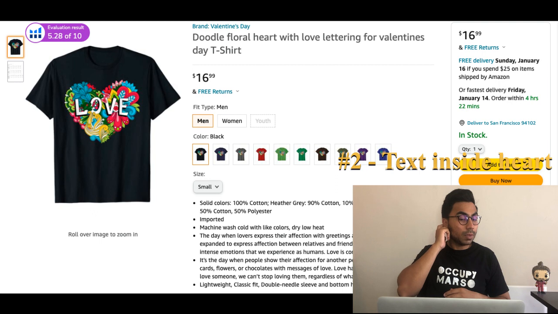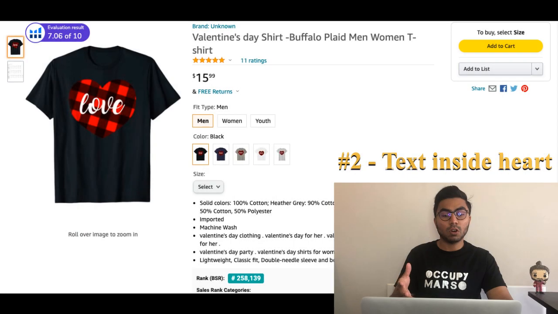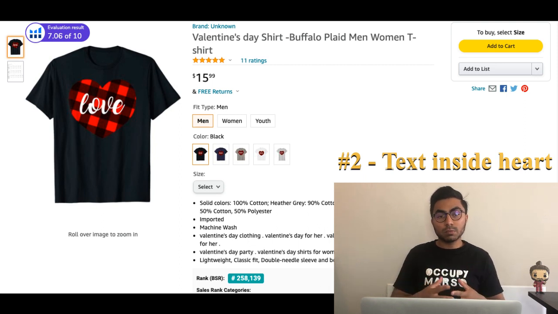I definitely like it because it's really colorful. It's different from the other designs that I've seen. Even though it's a bit cliche, these designs do definitely sell. So this is another example of the text inside a heart design that I showed you. It's similar to the ones that I've shown you before, but I can show you that even with simple variations, you can get low BSRs and good sales even with a simple design.